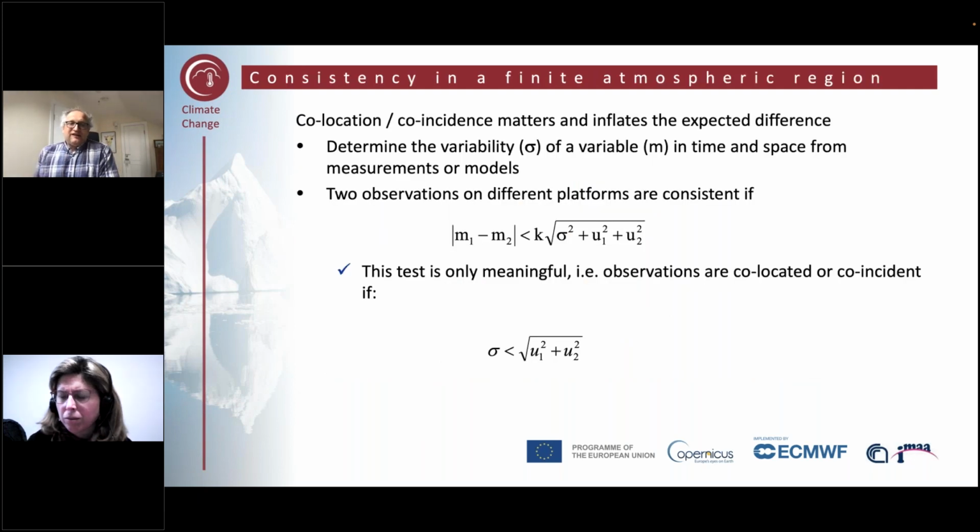So the co-location and coincidence matters and inflates the expected difference. We need to determine the true geophysical variability of the variable being measured in time and space from measurements or models, and incorporate this in the consistency check. It's incorporated in the way shown here, whereby the sigma squared, the uncertainty due to co-location, is folded into the right-hand side of the comparison. And arguably, this test is only meaningful, i.e. the observations are co-located or coincident, if the sigma, the co-location uncertainty, is less than the combined uncertainty in the two measurements. So this does place a constraint on when and how you can make these kinds of comparisons.